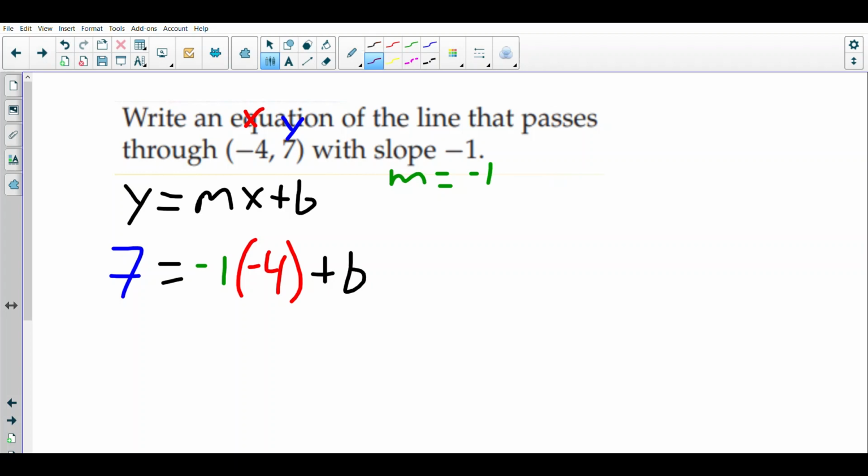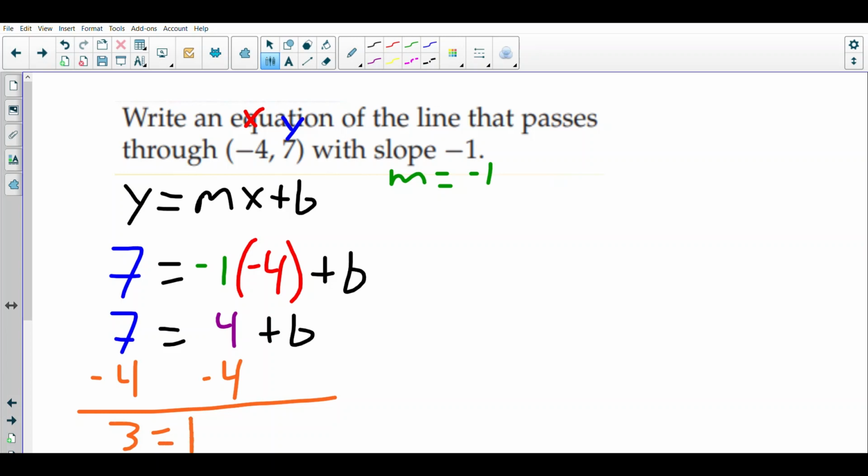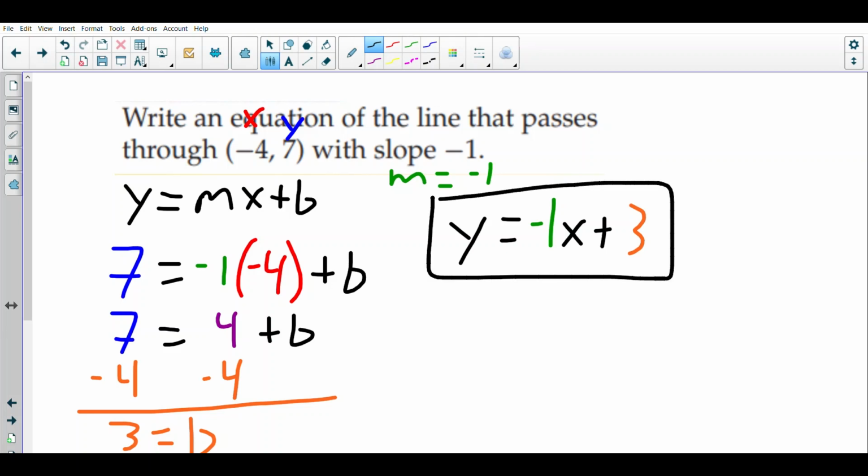From here, all we have to do is solve. So we get 7 equals -1 times -4, which is just 4, plus b. All I'm going to do is subtract 4 from both sides. So I end up with 3 is equal to b. And so again, I end up with y equals m, which is -1, x, plus b, which is 3. And there's your answer. So that's how you would do it given a point and the slope.